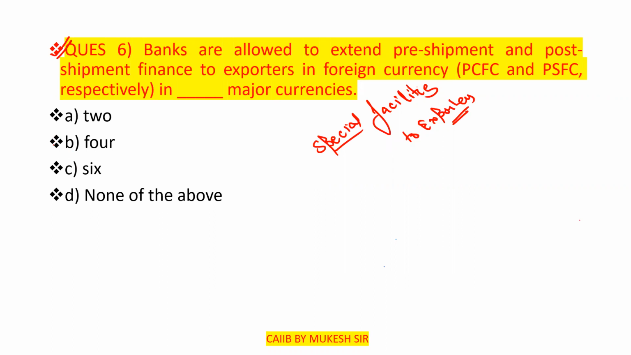So the correct answer is option number B, that is, in 4 major currencies. Clear? Please remember that it is option number B. Option B is the correct answer, in 4 major currencies. So along with this question, clear.